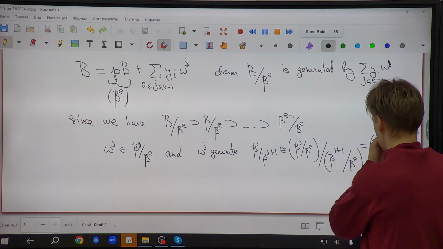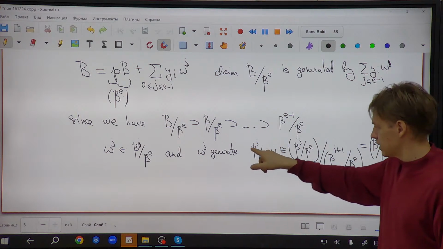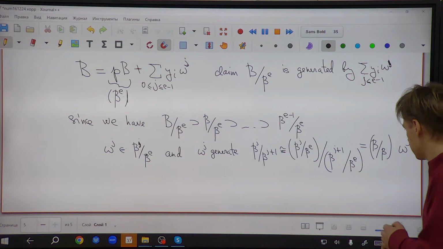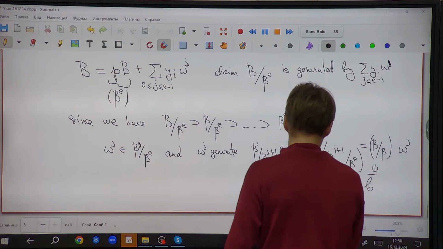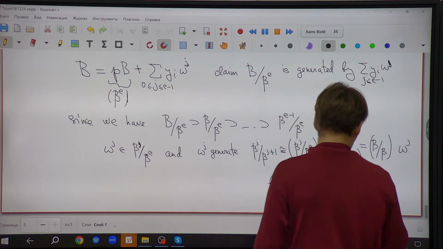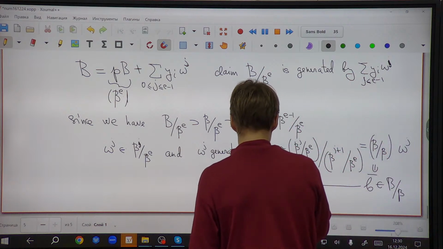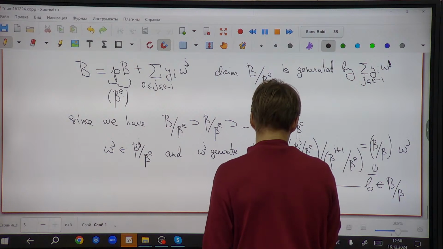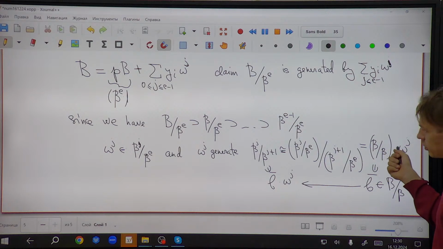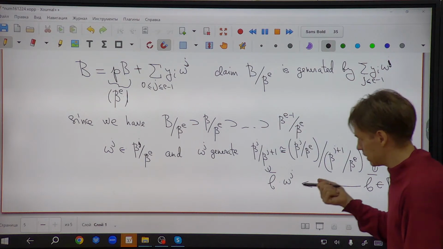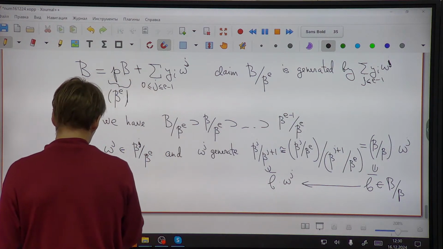I mean, you can just simply take the element of beta and get the element here by multiplication. So given this element in B mod beta, you can map it to this factor by considering b omega j. So this means that this is a one-dimensional module over B mod beta.